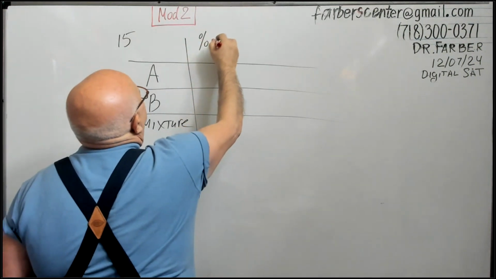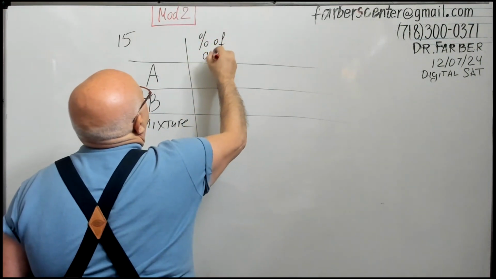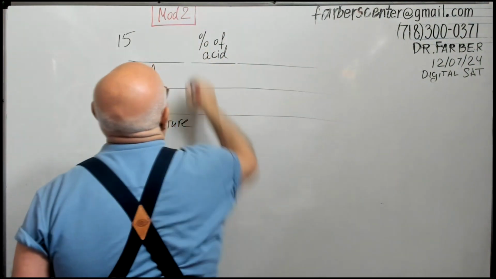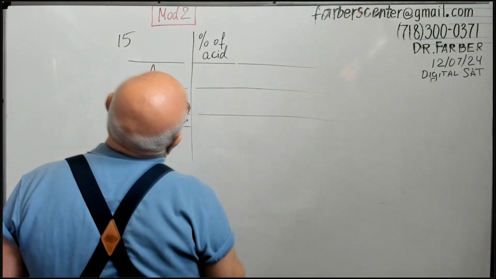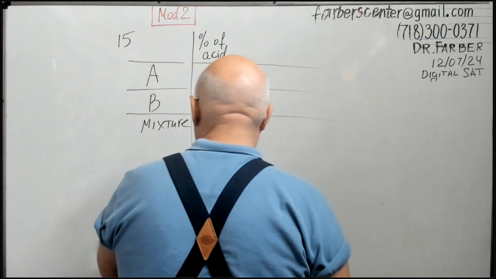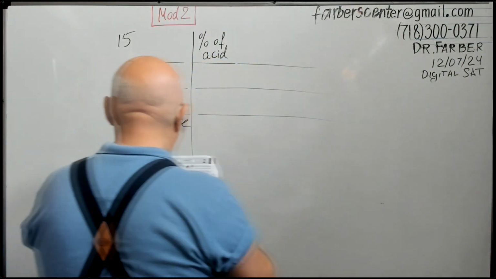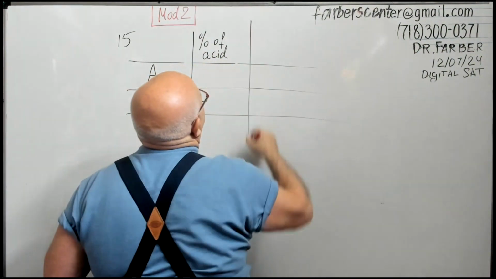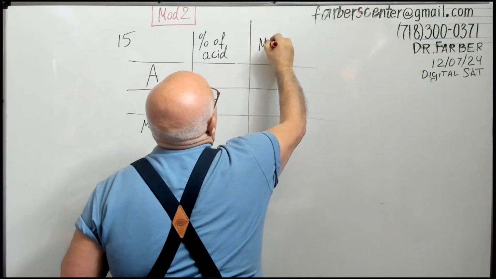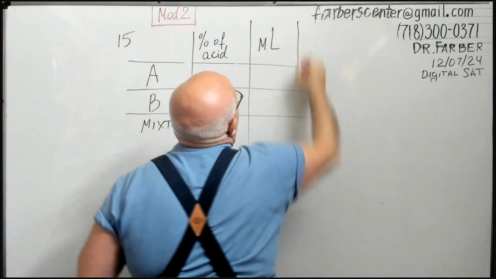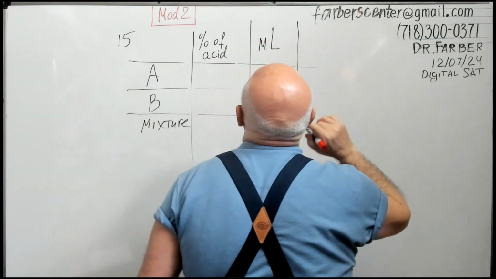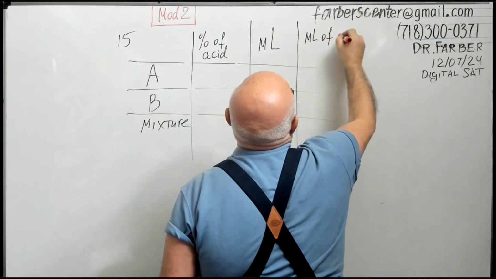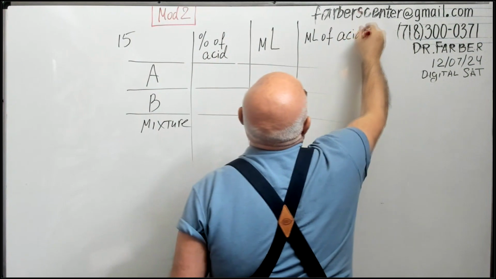Percent of acid. After that, look at what unit they use: milliliters. Make it nice, or vertical. What do they ask you? Milliliters. And milliliters of acid, each.